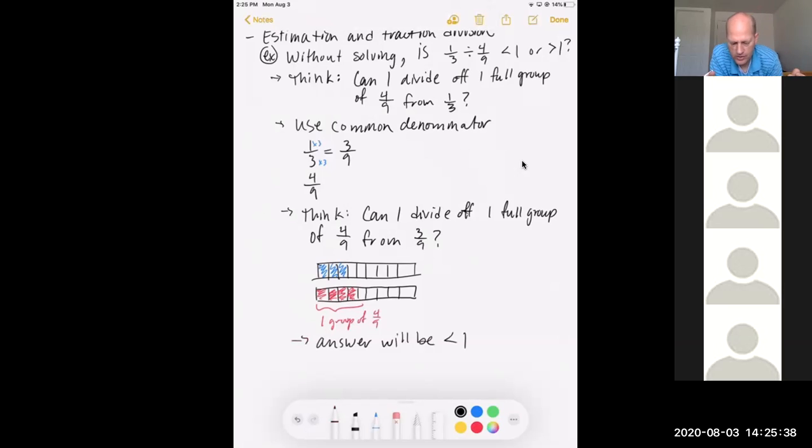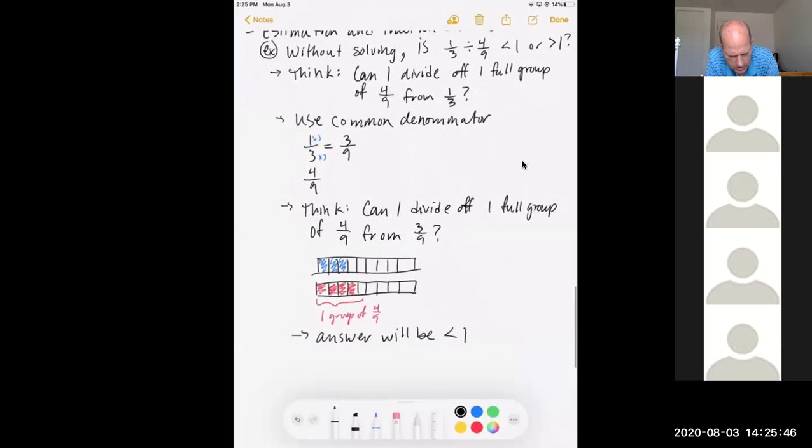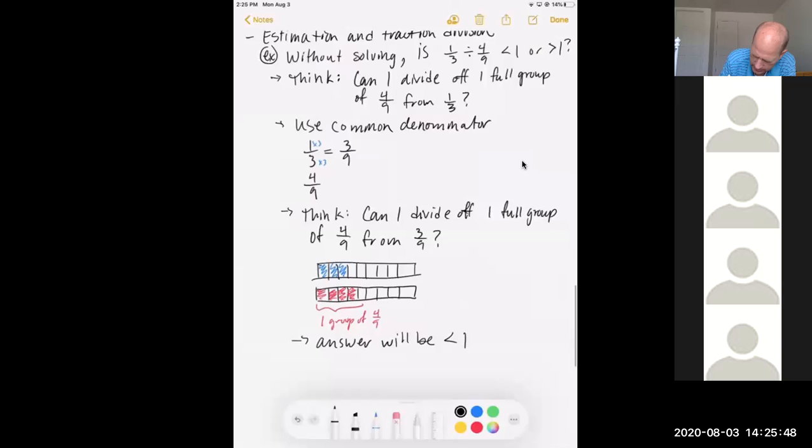Okay. If I could take off a full group of whatever, then it would be greater than 1. There'll be some left over. Okay. So there's another example in the lesson notes of that.